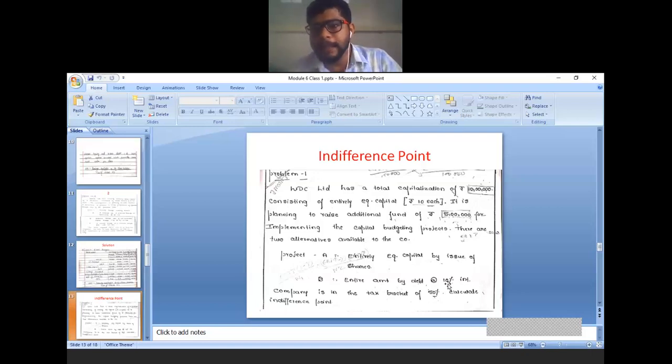Read the problem now. WDC Limited has a total capitalization of rupees 10 lakh consisting entirely of equity capital of 10 lakh. So how much is equity share capital? The entire 10 lakh rupees is equity share capital, called the existing capital structure. Face value is rupees 10. Can you tell me, face value rupees 10 means how much is the number of shares outstanding? 10 lakh divided by 10. How much is it? 10 lakh divided by 10 means 1 lakh is the number of shares outstanding.